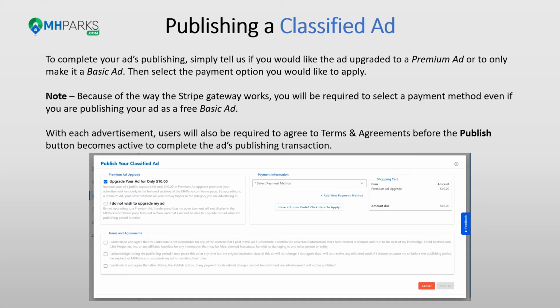And then you just select the payment option that you'd like to apply. And just one word of note to be mentioned: because of the way our Stripe gateway works for our system, even when you're just doing a basic ad and there's no charge for the advertisement, you will be required to select your payment option because of the way, again, Stripe interacts with our system.